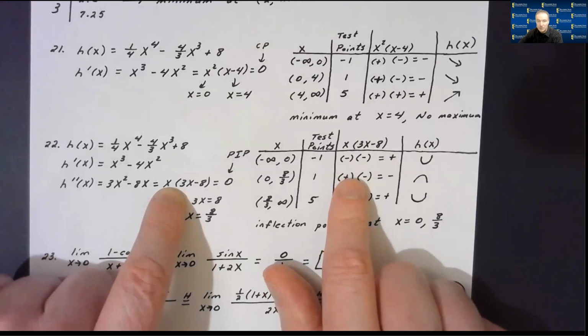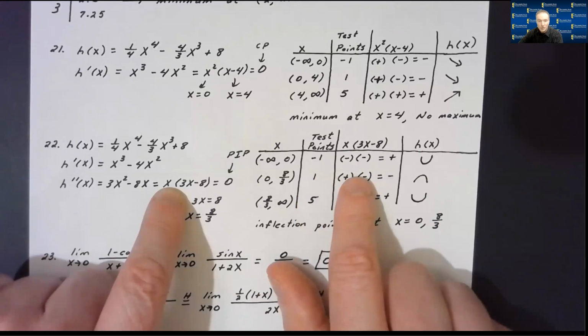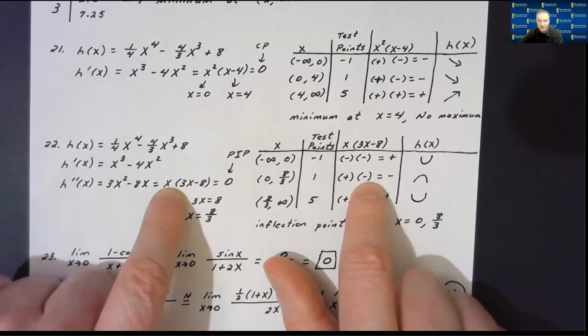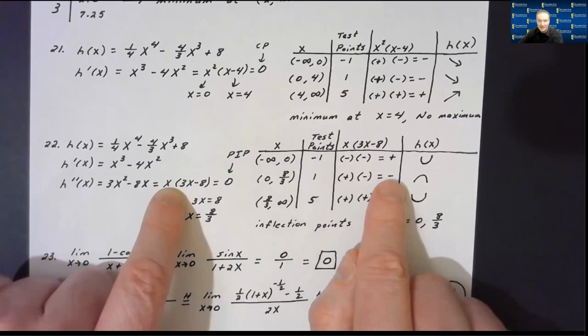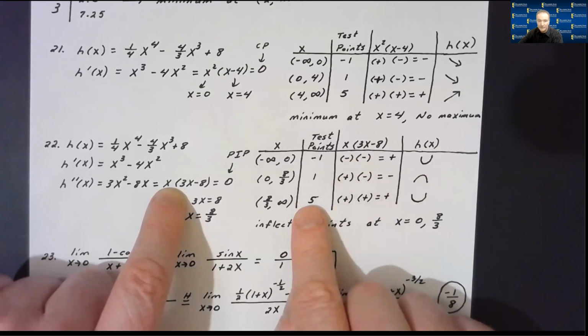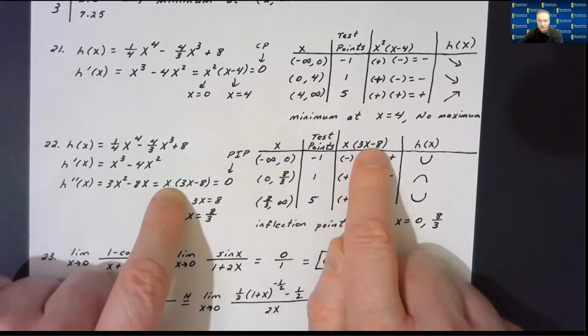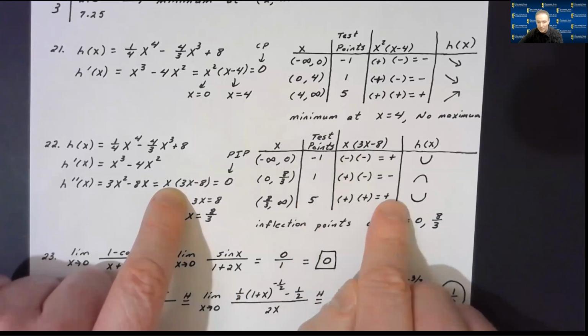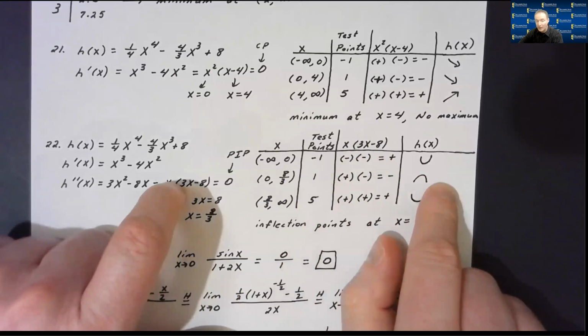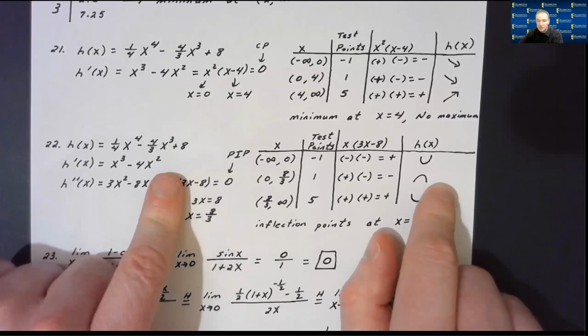Now for that next region, I'm using a 1 to represent it. So my first factor would be a +1, but my second factor would still be a -5. Positive times a negative is a negative. Thus, my original function is concave down in that region. And then lastly, with the 5, when you plug a 5 in, both of your factors would be positive. You'd have a +5 times a +7. Our product would be positive, tells us our original function is concave up. Now, the only thing I'm asking in 22 are what are the inflection points and what are the intervals of concavity.